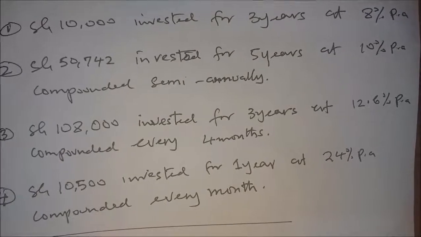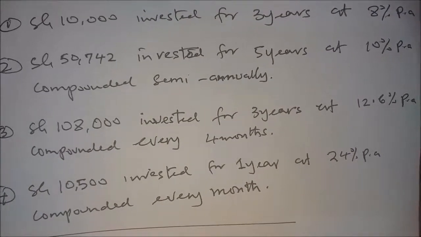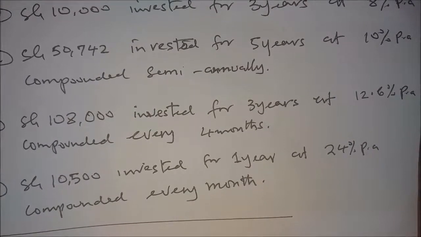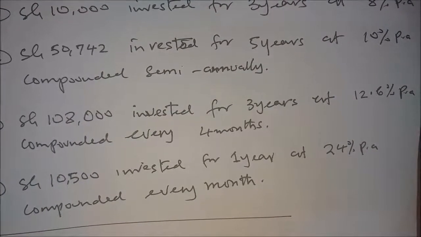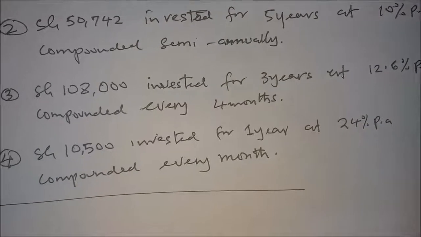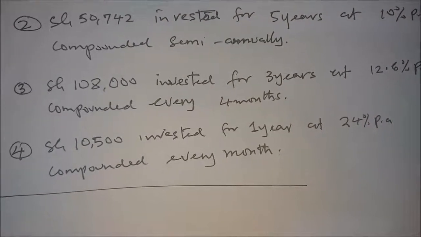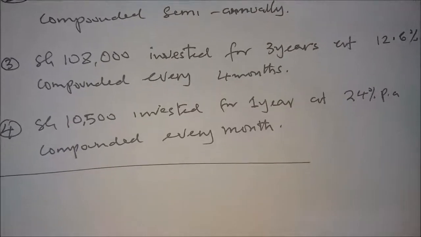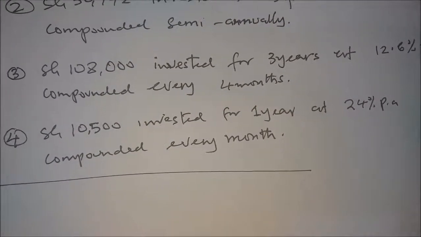Number 3, shillings 108,000 invested for 3 years at 12.6% per annum compounded every 4 months. And finally, shillings 10,500 invested for 1 year at 24% per annum compounded every month.